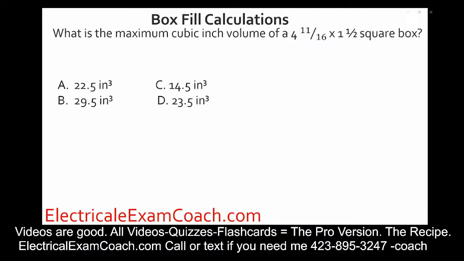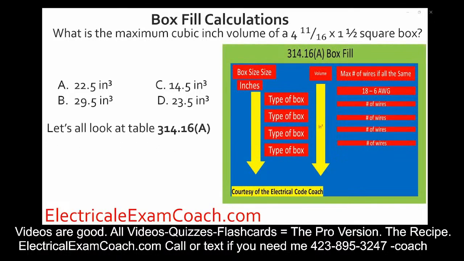What is the maximum cubic inch volume for a 4 11/16 by 1.5 inch square box? We're going to use the same process. We head to our table. We're going to go to that volume column, and we're going to come down and find our correct type of box, and we're going to find that it's 29.5 cubic inches available area to fill.